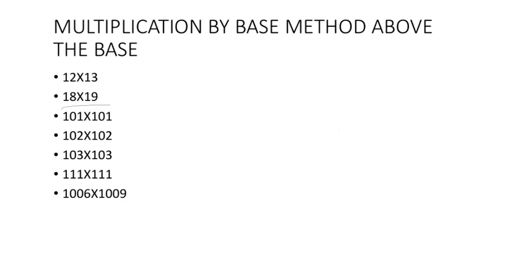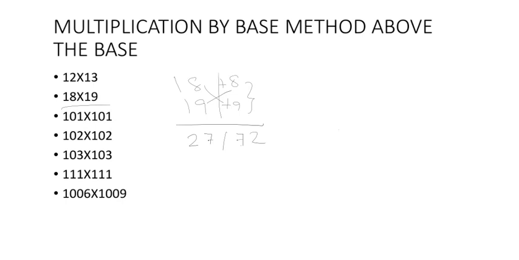18 and 19. So 18, 19. This number is 8 more than 10. This number is 9 more than 10. So we have to take the addition of these crosswise values. It will be 18 plus 9 or 19 plus 8. The answer will be 27. And when we multiply the excesses, we are getting 72.